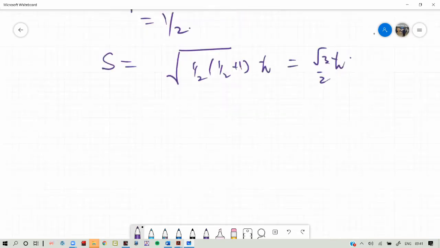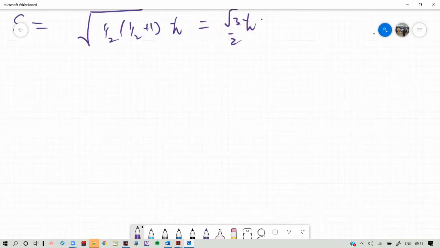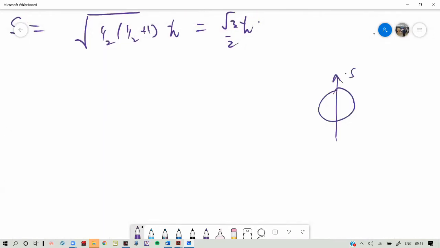Now, if we apply some magnetic field, for example, this is the spin vector S and this is the electron. Since S is a spinning vector about its axis, it can move from here, then here, then here. It can be down as well. Some electrons can have spin which is down. Suppose we apply the magnetic field in the Z direction.